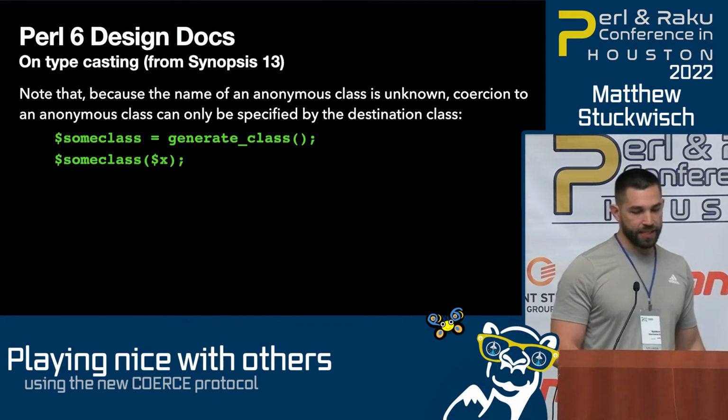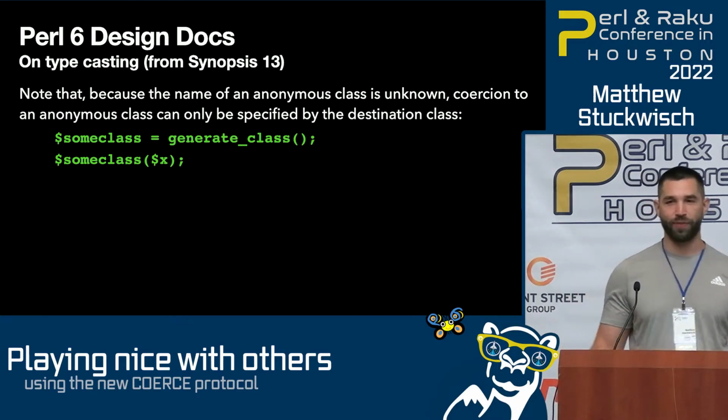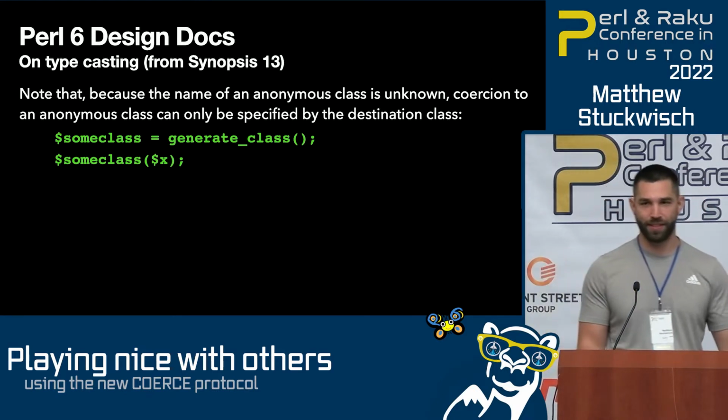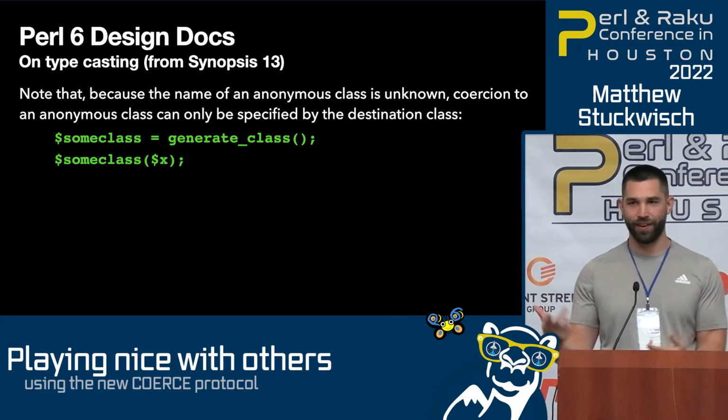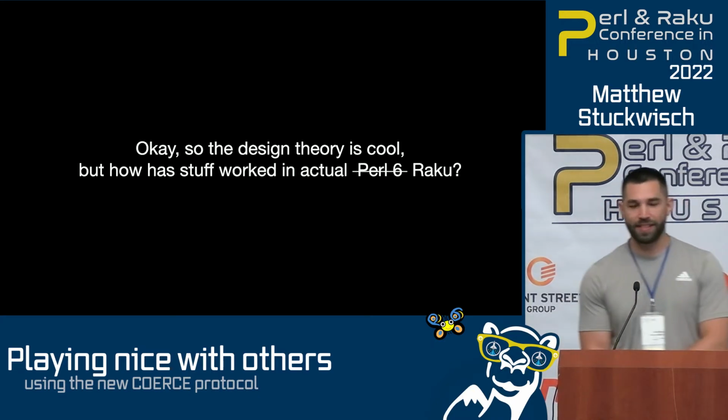Then we get here, it says that because the name of an anonymous class is unknown, coercion to an anonymous class can only be specified by the destination class. Which I guess, again, makes sense because there's no name. You can't call a method on a non-existent name. Okay, so that's the design theory.